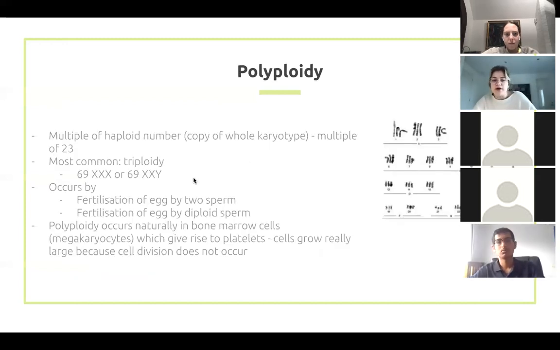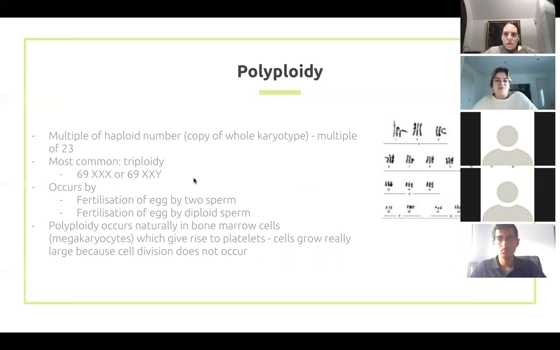Then we have polyploidy, which is a lot less common, but that's basically when we have a multiple of our entire genetic information. So literally you take your karyotype and multiply it by, for example, 2 or 3. The most common is a multiple of 3, a triploidy, which is where you get, for example, 69XXX or 69XXY.